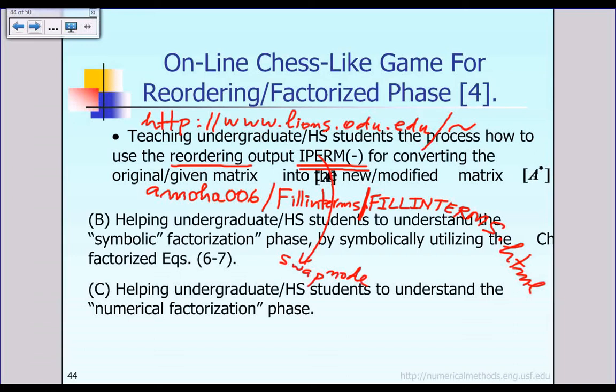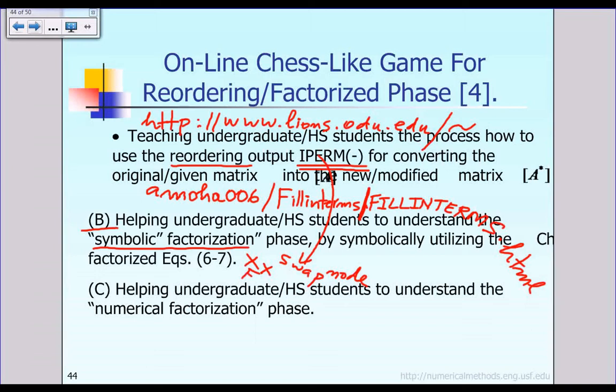For example, you swap the old node, or the old equation, or the old row or the old column, with the new node number. So this game will help the student to understand the reordering algorithm. And furthermore, in item B, it will help the student to understand the symbolic factorization phase, which means you don't care about the actual numerical value after factorization. You just care about the non-zero term.